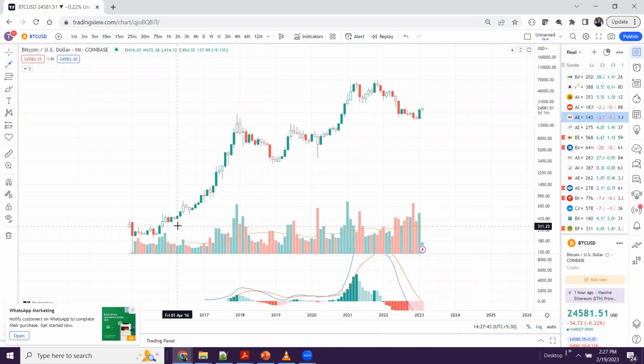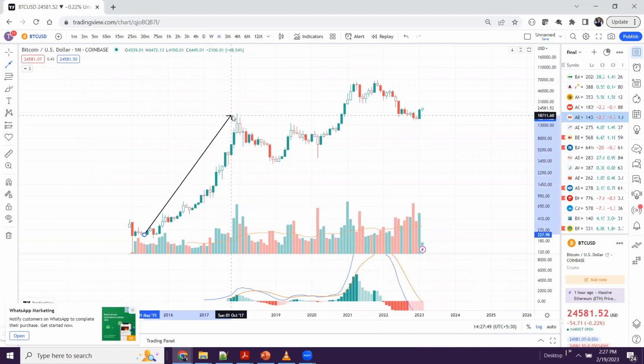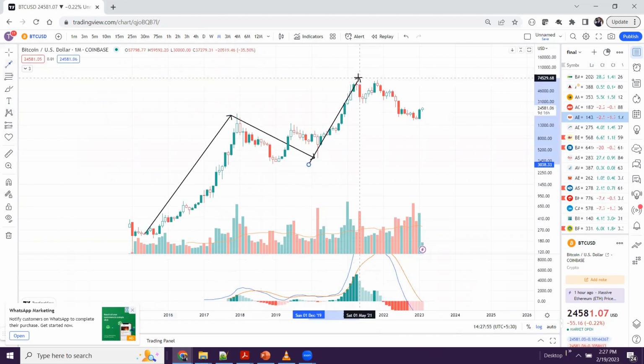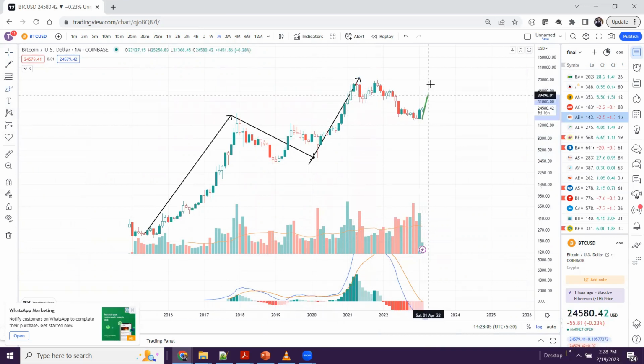Today we are doing a long-term analysis of Bitcoin. If you see the monthly chart of Bitcoin, this was an impulsive move. This was followed by a corrective move, again followed by an impulsive move. Between these two impulsive moves, if you compare MACD, there is no divergence, which means that in future we again expect it to go to the top.